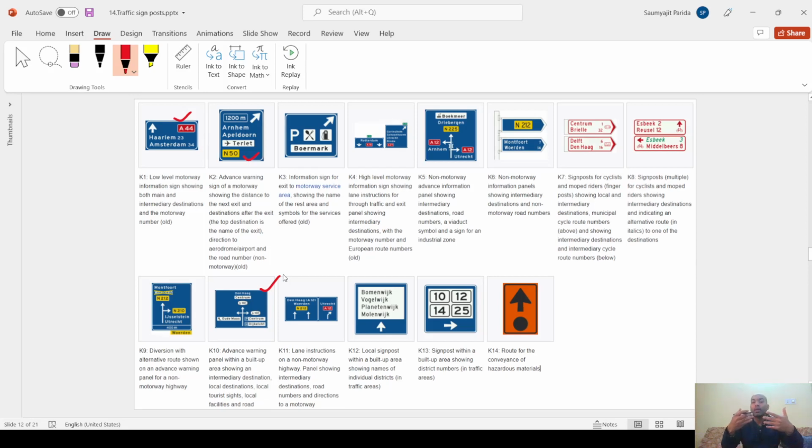For example, rules like speed limits, rules like before how many meters I have to indicate, like 300 meters, 200 meters. So those kinds of information.